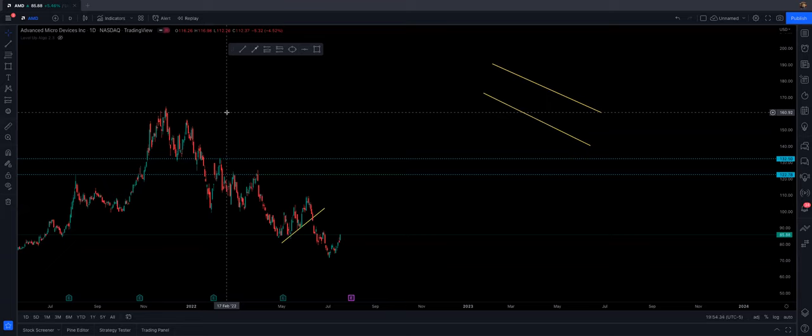Jay, on this AMD, why wouldn't you draw the trend line from the top connect points, 125 to like 110?